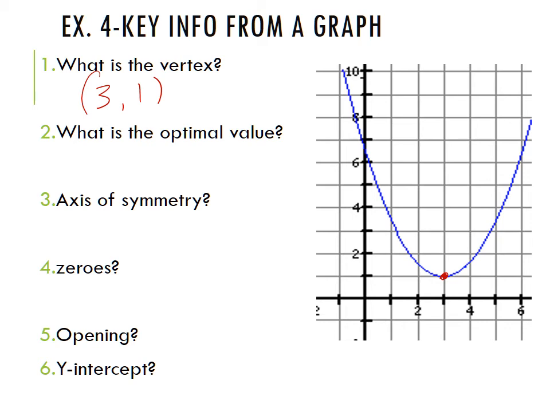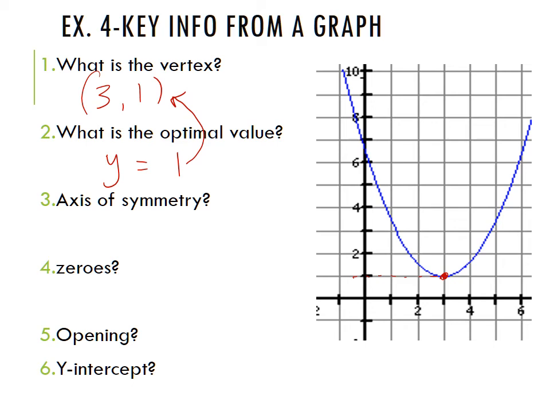Optimal value. Again, go back to your definitions if you don't remember. The optimal value is the lowest or highest your graph gets. It's also the y-coordinate of your vertex. So the lowest my graph gets, y equals 1. And if you remember, as long as you can pick out the vertex, which is definitely a key learning skill for this unit, you have to remember that the optimal value is the y-coordinate of the vertex.